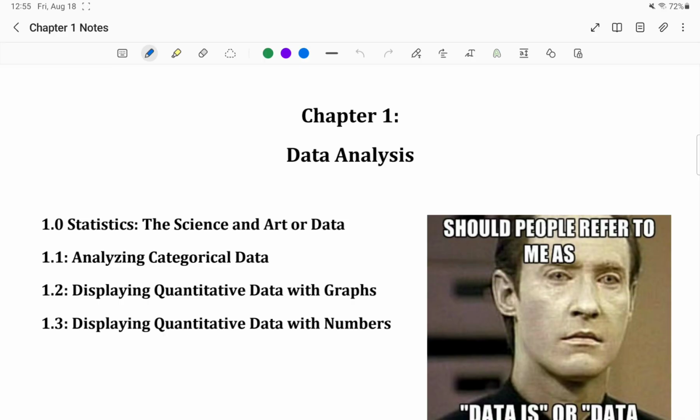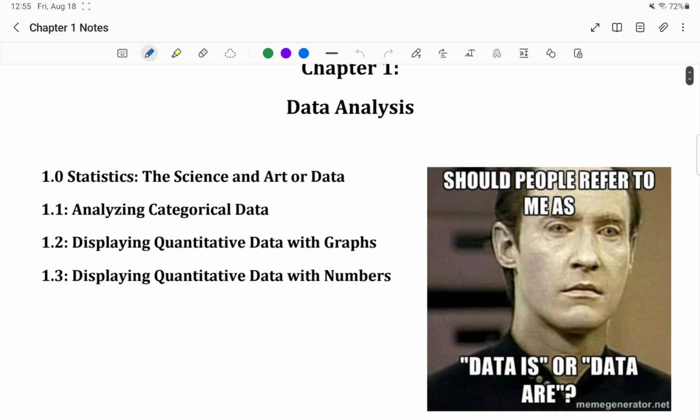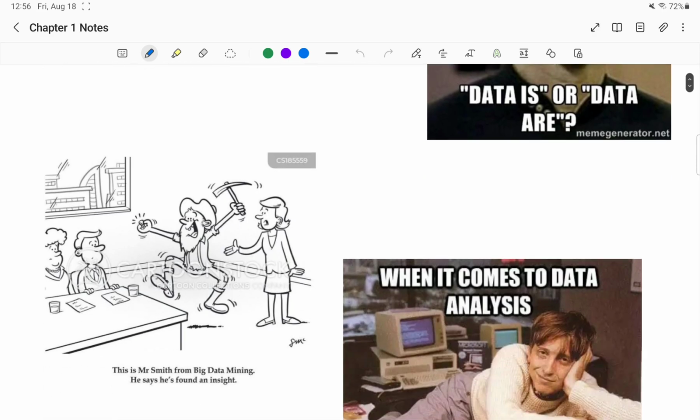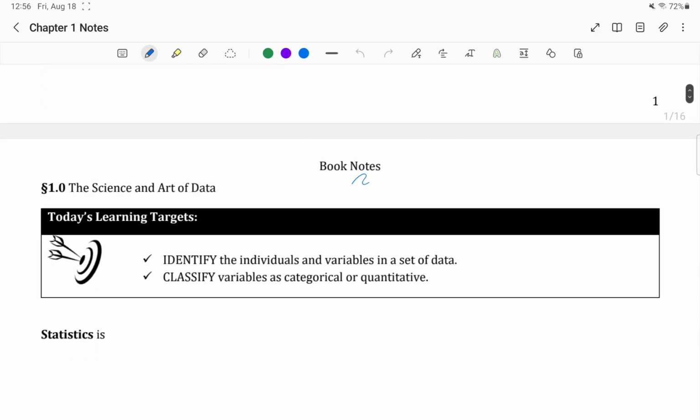Here we go, just a quick brief overview of how these notes work. Chapter 1 has a 1.0, none of the other ones have a 0.0. They all start at 0.1. But you see at the top, this says book notes. Book notes are supposed to be filled in by you.